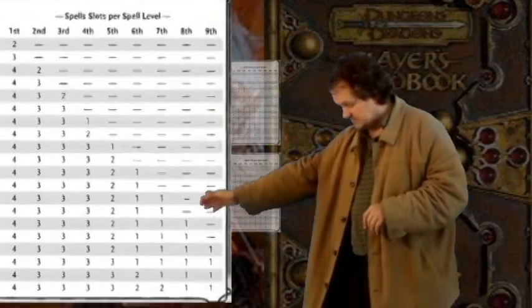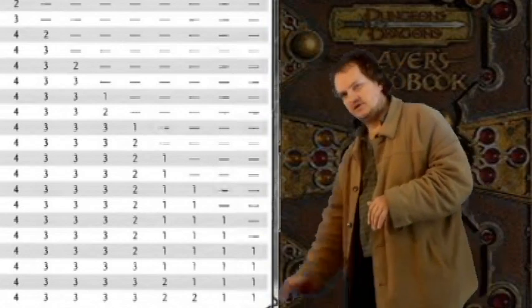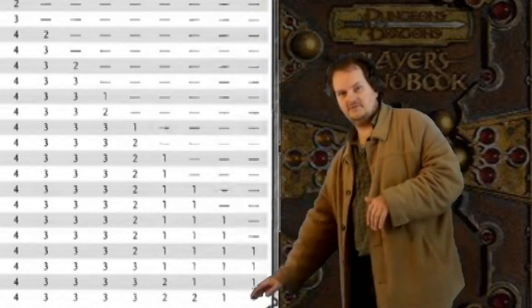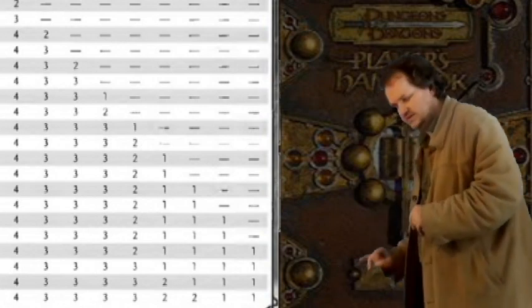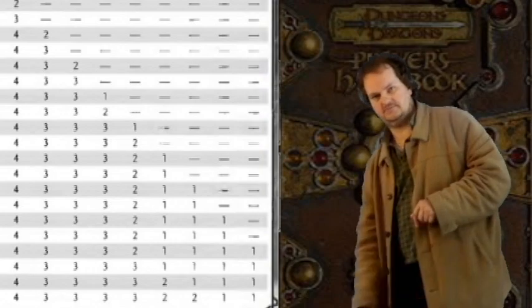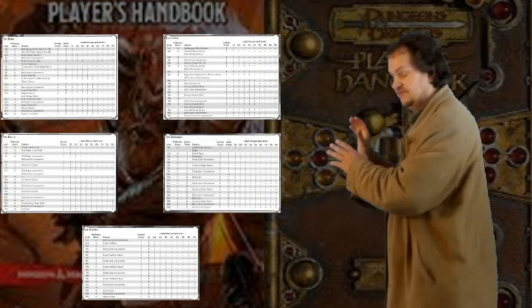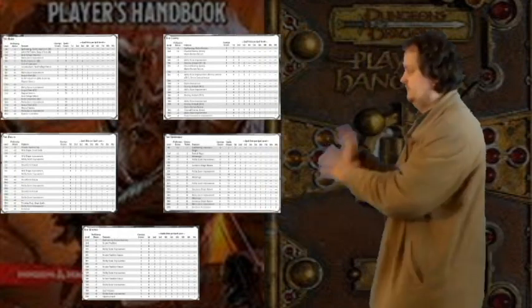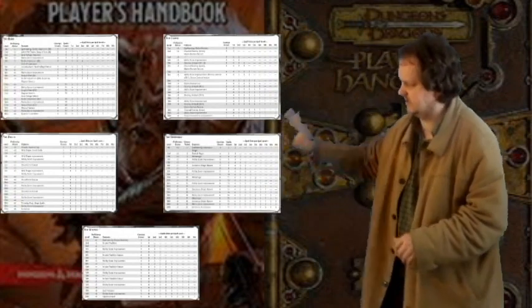You will also note that your maximum down here, 4 for first level, 3 for second, third, fourth, and 5th, 2 for 6th and 7th, and only 1 8th or 9th level spell. That's the maximum you get. This is the same, again, as I said, for the Bard, Cleric, Druid, Sorcerer, and Wizard. These are the full casters. 5 classes that are full casters in 5th edition. They all have exactly the same spell slots.